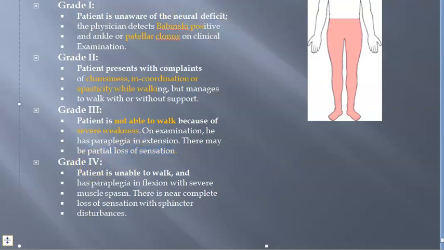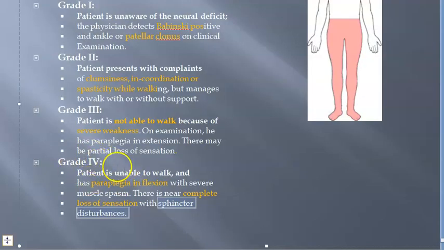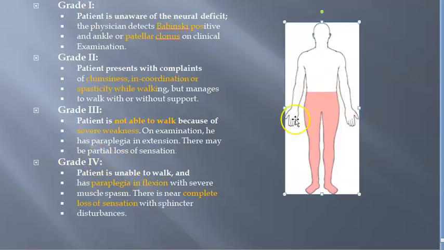Then let's go to grade 4. What do you think grade 4 is? Unable to walk. Has paraplegia in flexion. So first paraplegia started in extension. Now paraplegia has gone to flexion also. There is near complete loss of sensation. He has complete loss of sensation in grade 4 with sphincter disturbances. Sphincter means what? He's not able to hold his pee and his poop. Because his spinal cord is compressed, infarcted, he is not able to control his sphincters.